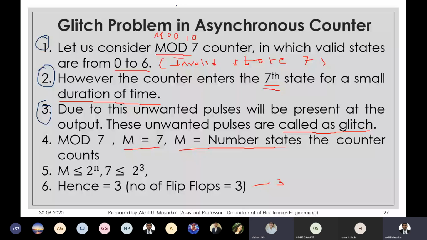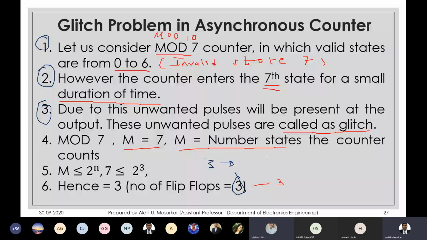Sir, how 7 also? 6 is sure, but how 7? See, mod 6 counter means it should count... how many flip-flops will you require? 3. Yes sir. With 3 you can count from what? 0 to 7.